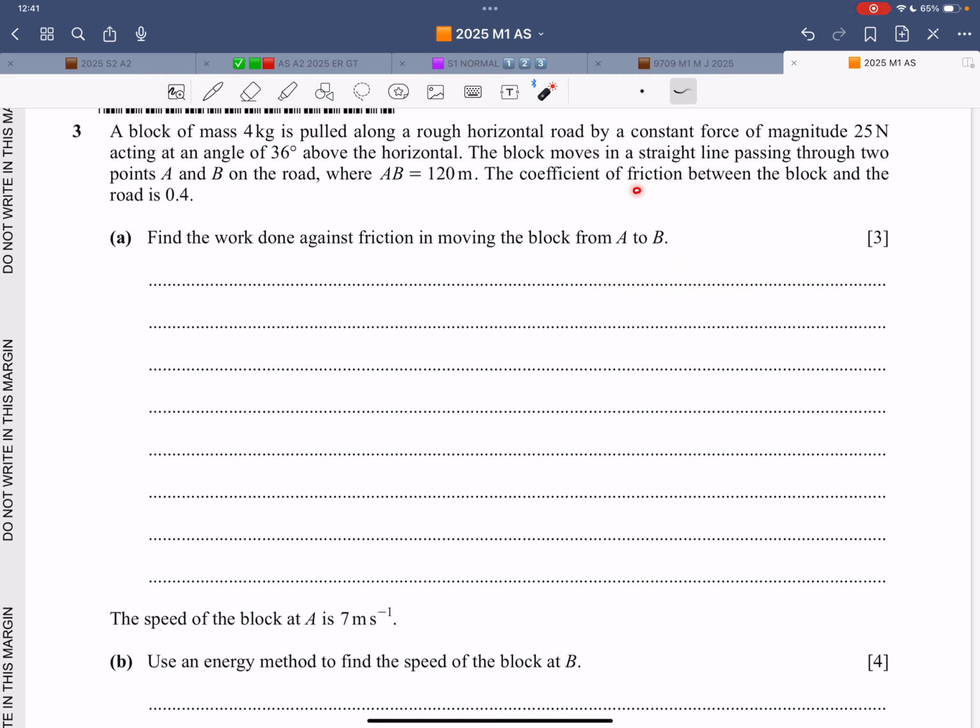Find the work done against friction. The speed of the block at A is 7. Use an energy method. Find the speed of the block at B. So 3 and 4 is 7 marks. So it's now the work energy principle.